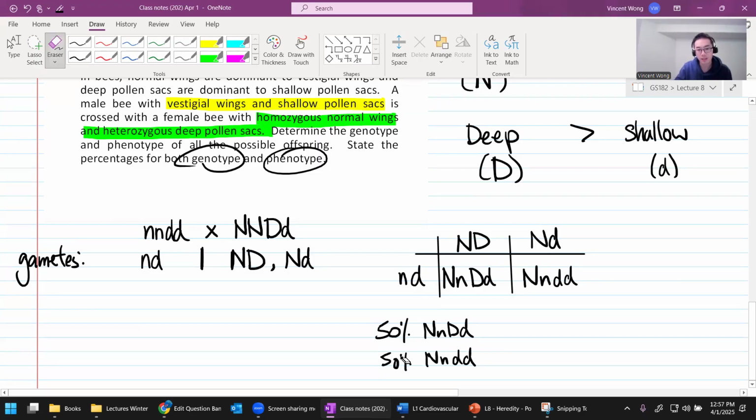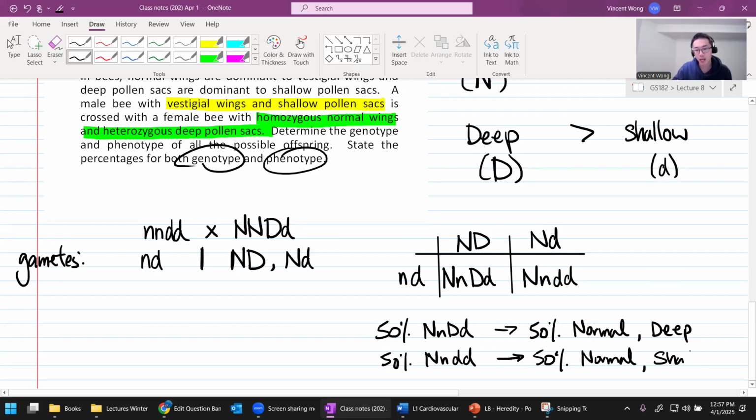So that's 50%, 50%, which translates to, in this case, the same thing: 50% normal wings and deep pollen sacs, and then the other 50% would be normal wings again, but shallow.